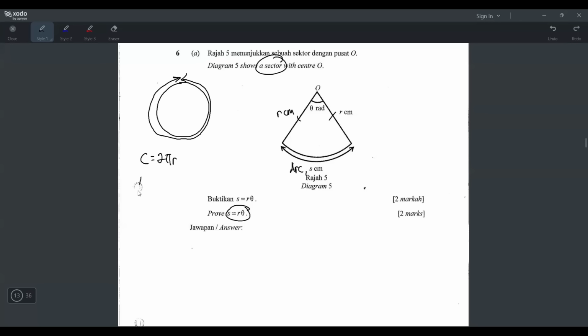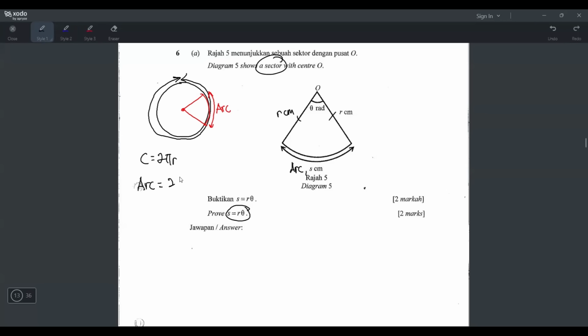But what if you only want to find the arc? You only want to find the arc length. What do I mean by that? It means I don't want the circumference. I don't want the whole circle. I only want a part of the circle. Contoh saya nak sini saja. It means this line we call it arc, right? Circumference is for the whole circle, but I only want arc, right? So what if I want to find arc?